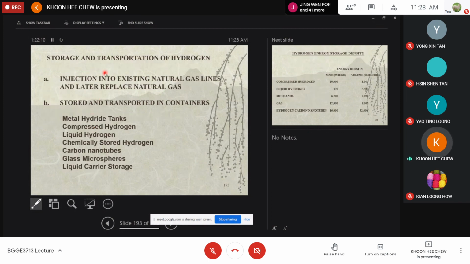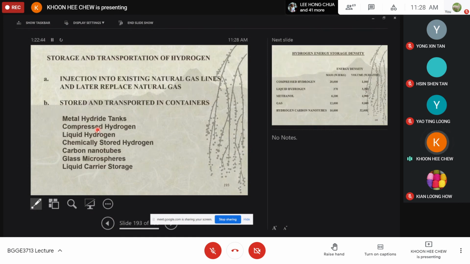Now, storage and transportation of hydrogen. We can inject the hydrogen into the existing natural gas line and later replace the natural gas. We can use the existing gas piping to inject the hydrogen. Then we can store and transport hydrogen in containers. We can store it in a metal tank, a compressed hydrogen tank, and so forth. Or we can have liquid hydrogen, or chemically stored hydrogen, in the form of carbon nanotubes and so forth.